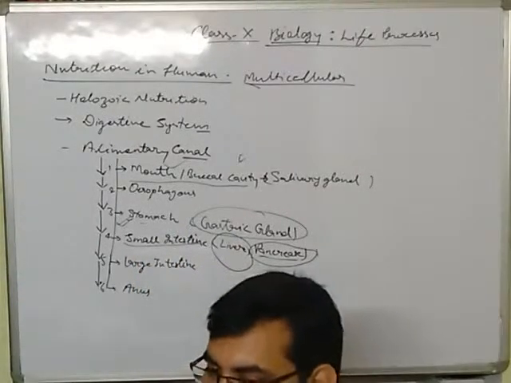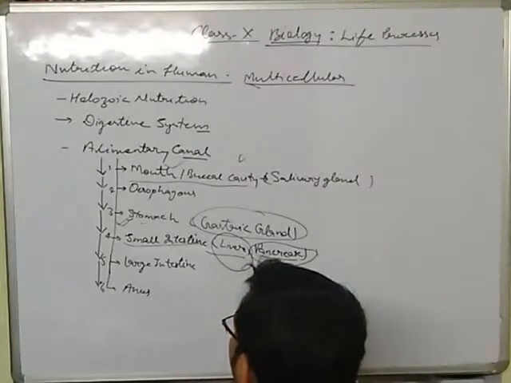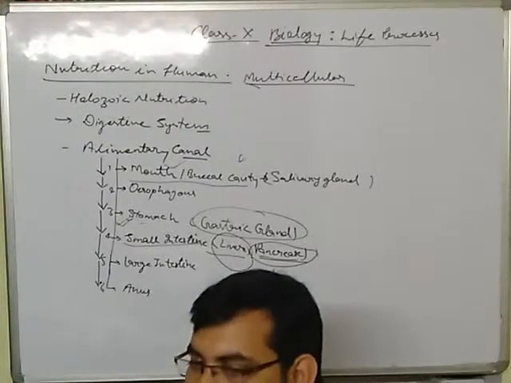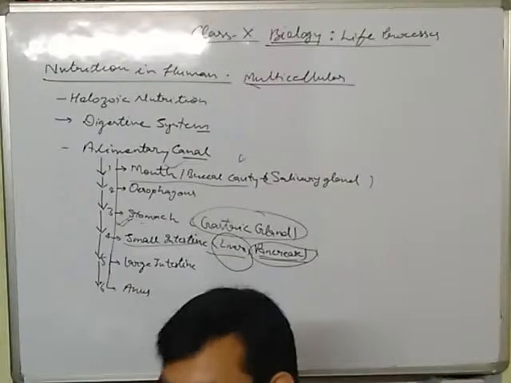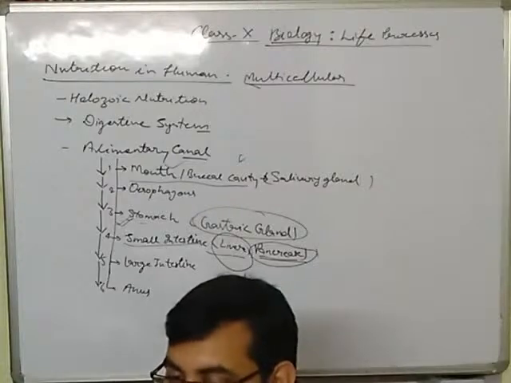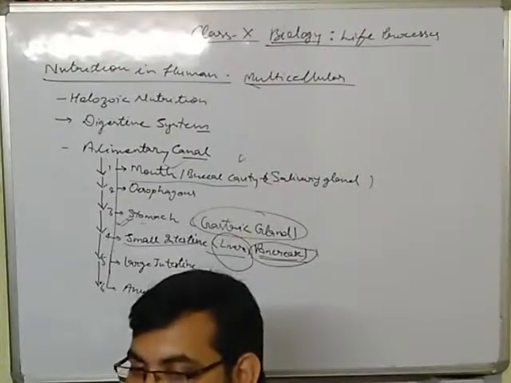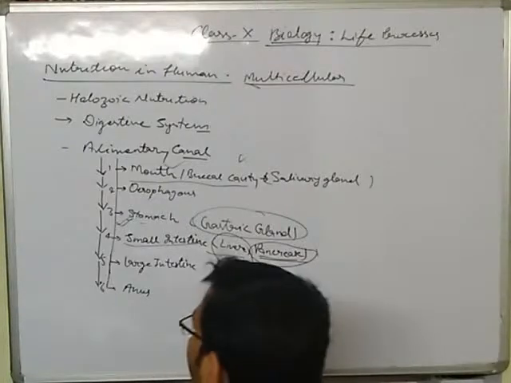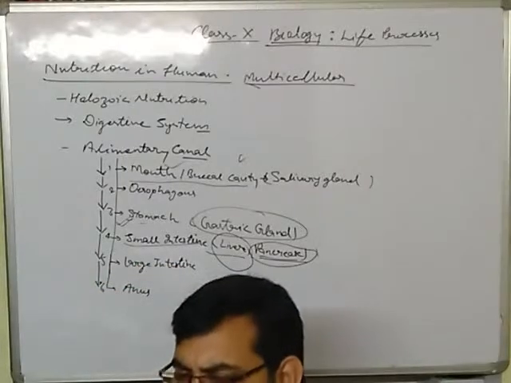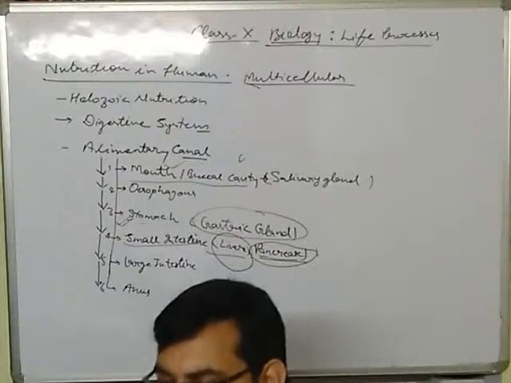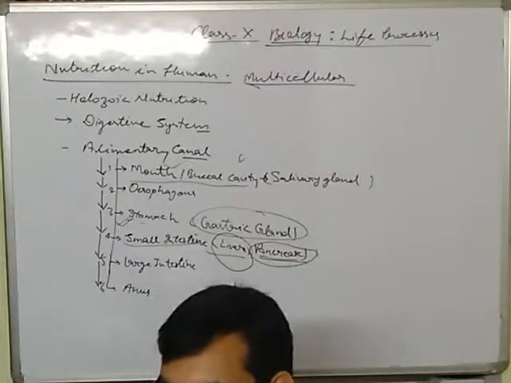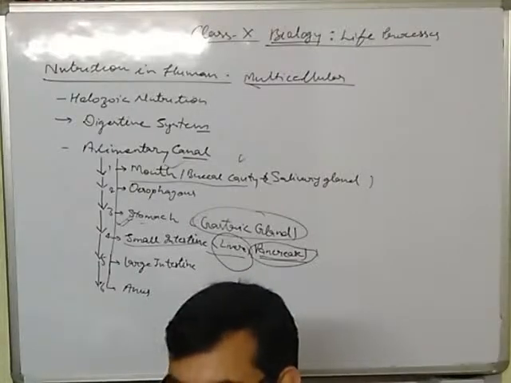Now, the small intestine has two glands: one is the liver and another is the pancreas. The liver and pancreas both help in digestion of fat, and of undigested protein and carbohydrate. We'll discuss this in more detail in tomorrow's class, but I want to give a brief idea. A maximum part of carbohydrate, fat, and protein is totally digested in the small intestine. The small intestine is further divided into three parts: ileum, jejunum, and duodenum.